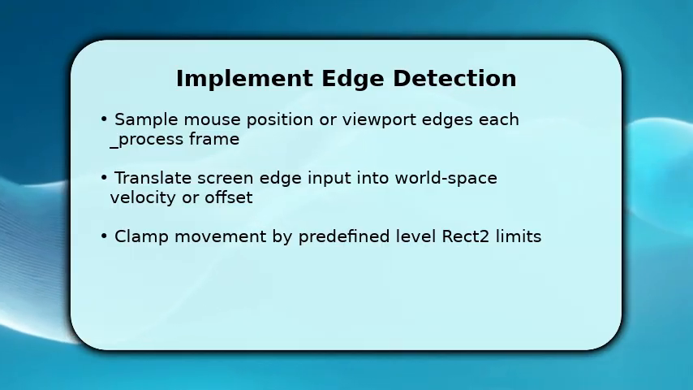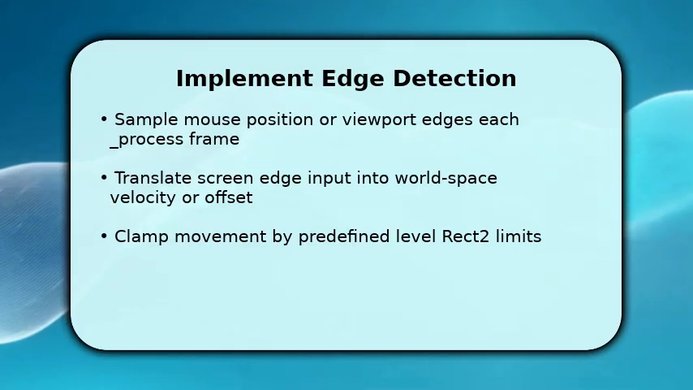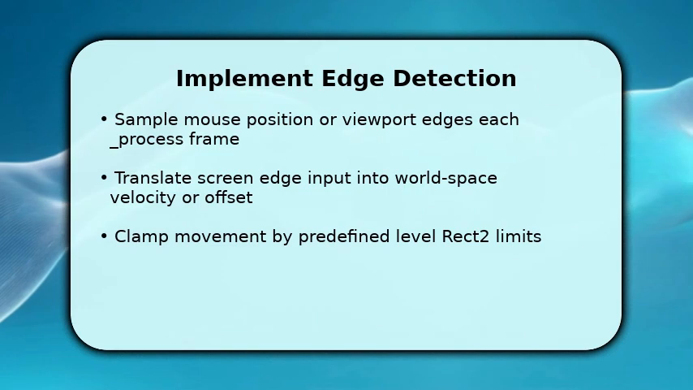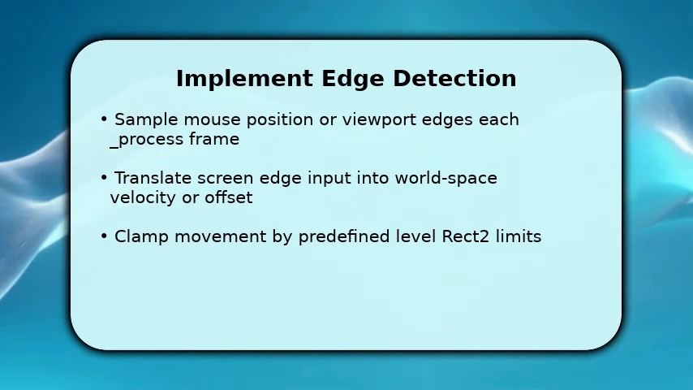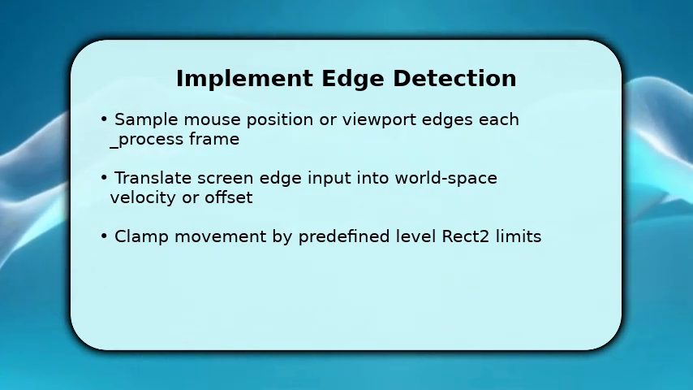Compare positions to margins. If within 0.20px of an edge, compute a velocity vector scaled by delta and smoothing. Apply translation using translate or by modifying global_position, and make sure to clamp with Rect2 limits so the camera never shows outside the designed level.